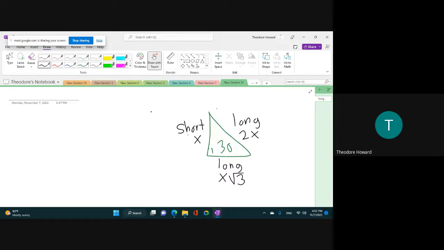All right, so let's do this one. You could use A, B, C. It doesn't matter what you use. But I'm just saying, if my short leg is 3, what's my long leg going to be? So my short leg is 3, which is right here. What's my long leg going to be?